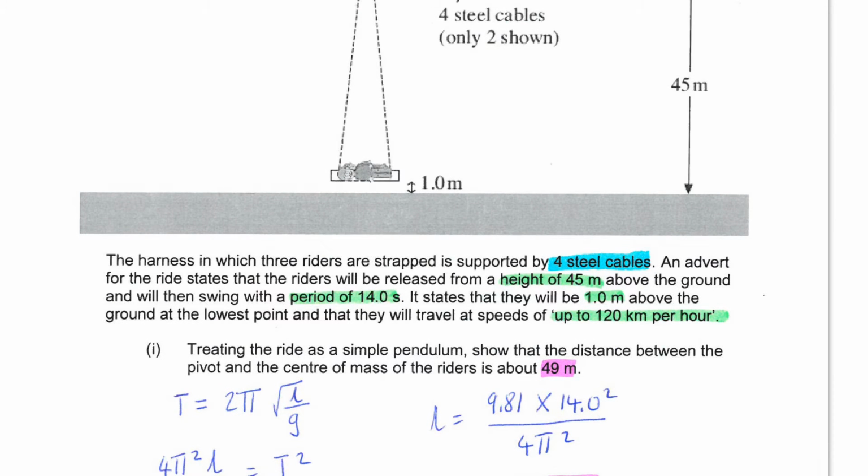So, first part of the question, you're asked to treat the ride as a simple pendulum and to show that the distance between the pivot and the centre of mass of the riders is about 49 metres. So that is this distance here in the diagram. So using the time period that you've been given and the equation for the time period of a pendulum, we want to substitute values and ultimately find the value for the length.